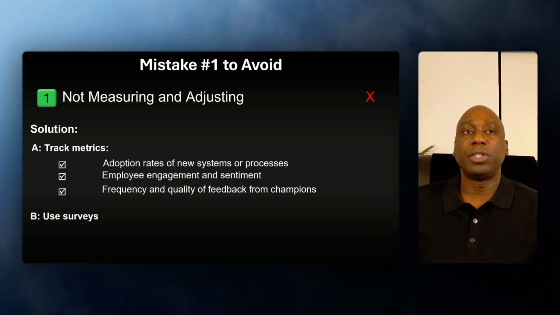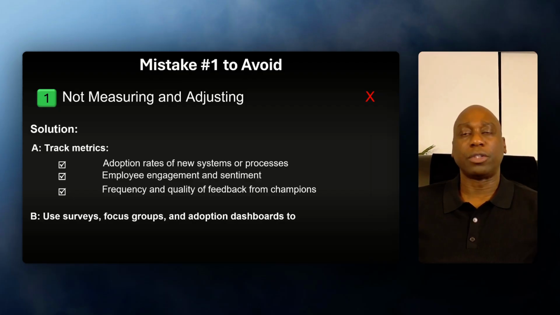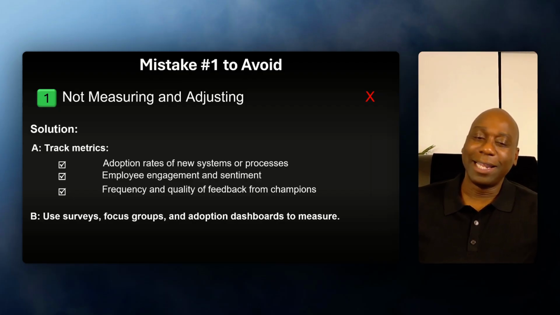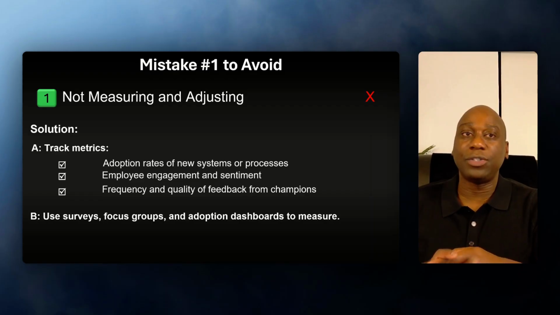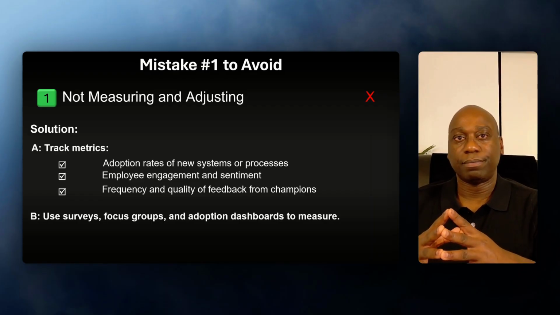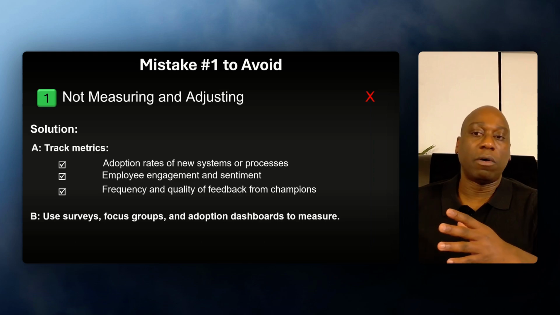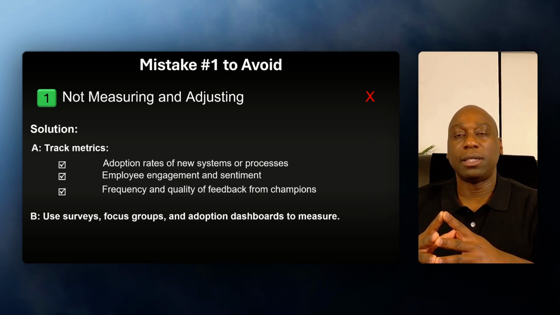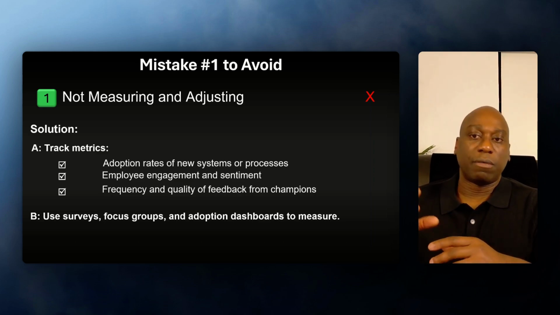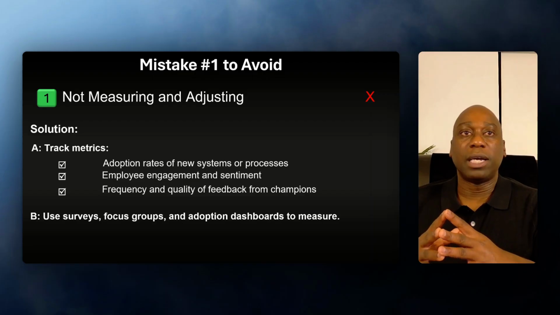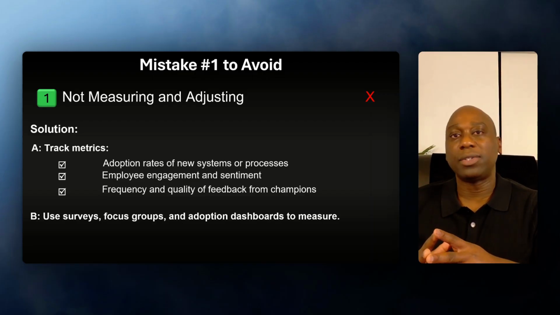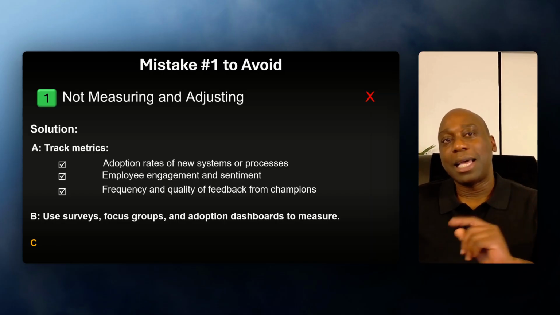Now, I often get questions about, well, great, we should track all of these metrics. Good, good, good. How? And I normally say, well, you can use surveys, you can use focus groups. You can also use adoption dashboards. So if your program is implementing a system, a lot of the systems include adoption tracking metrics. Okay, those are things that you can use. Now, check this out.